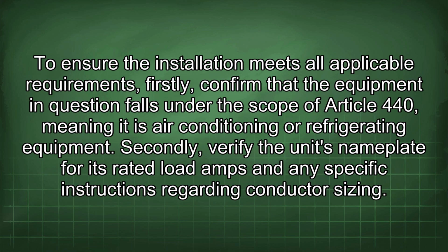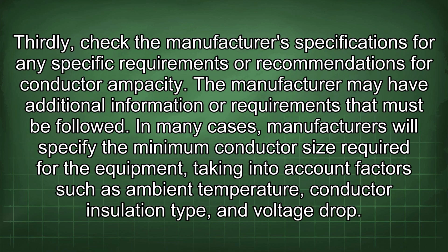To ensure the installation meets all applicable requirements, firstly confirm that the equipment in question falls under the scope of Article 440, meaning it is air conditioning or refrigerating equipment. Secondly, verify the unit's nameplate for its rated load amps and any specific instructions regarding conductor sizing. Thirdly, check the manufacturer's specifications for any specific requirements or recommendations for conductor ampacity. The manufacturer may have additional information or requirements that must be followed.